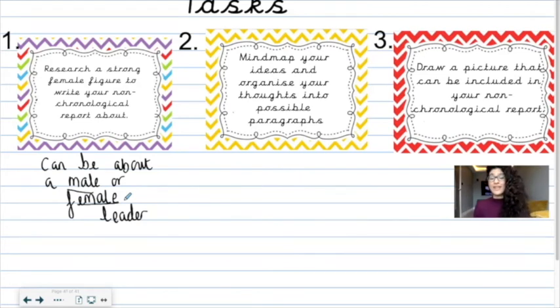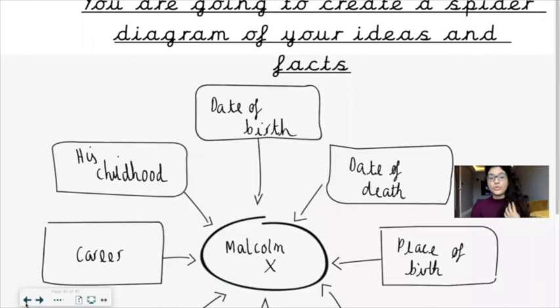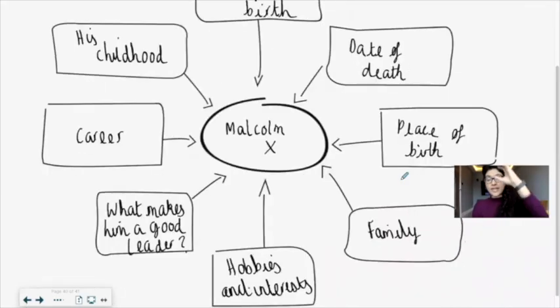Once you have done your research, task number 2 will be to mind map your ideas and organize your thoughts into possible paragraphs. So I've modeled to you what I would do. I've put the name of the leader in the middle of my spider diagram. I would like for you to use a ruler to then draw the branches or the spider's legs and separate each point that you've made into different sections. So like I said, in one branch, I could write childhood as a subheading and then bullet points about anything to do with his childhood. Then another spider's leg could say family as the subheading, underline that, and then just do bullet points about his family life.